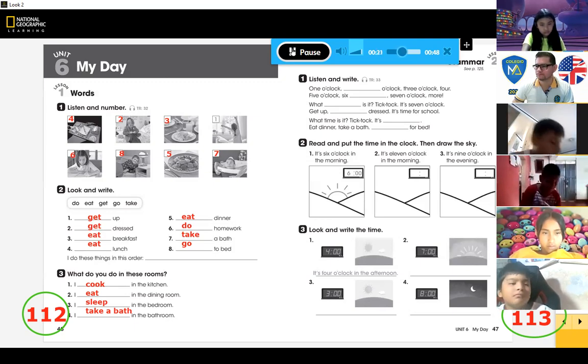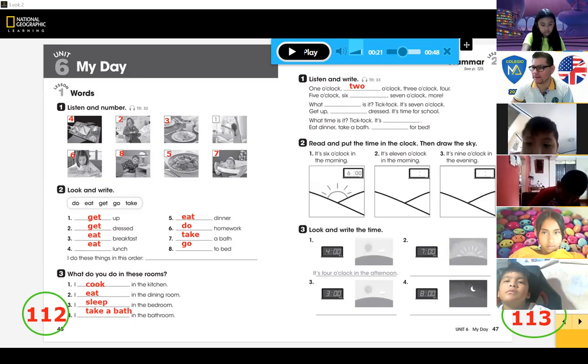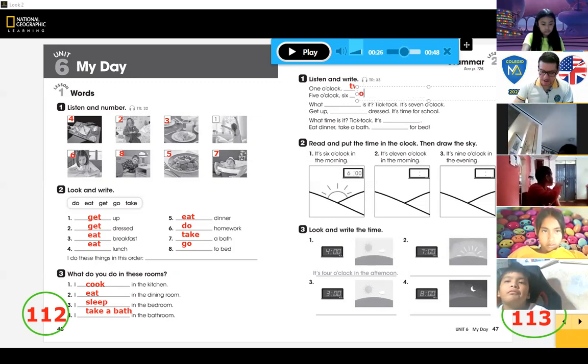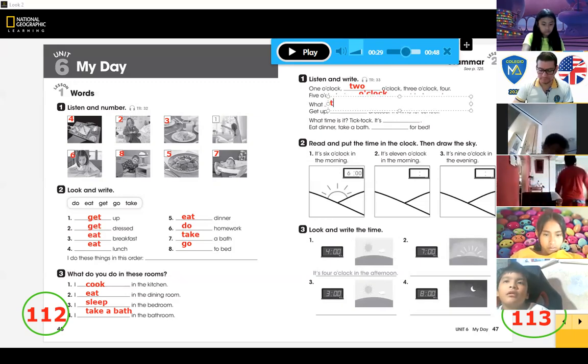One o'clock, 2 o'clock. Okay, 1 o'clock, 2 o'clock. What else? 3 o'clock, 4, 5 o'clock, 6 o'clock. Okay, 6 o'clock. Let's continue. 7 o'clock, more. What time is it? What time is it? Very good.